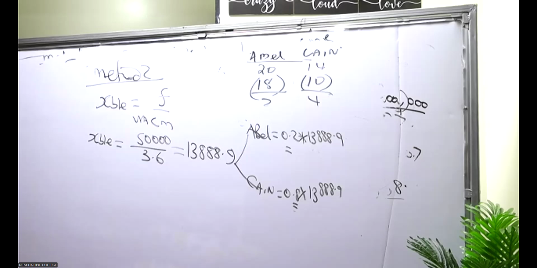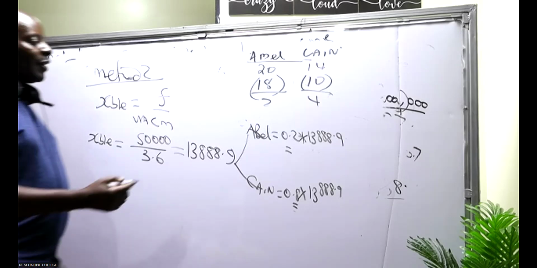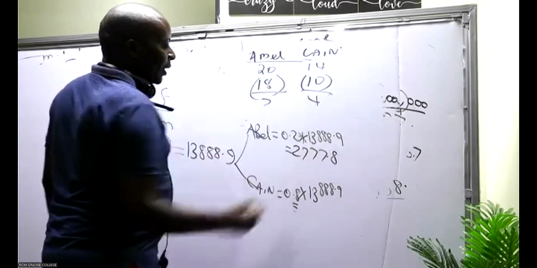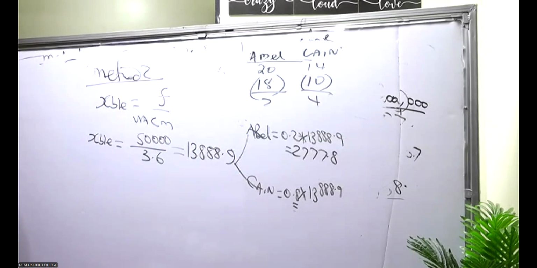So according to Sylvia, no, nobody has given me this. The first one, according to Keziah, it is 2777.8. That is the first one for Abel. How about for Cain?